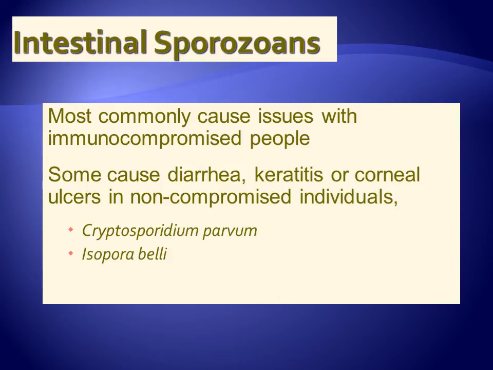We will look briefly at a couple of intestinal sporozoans. These are typically associated with causing disease in immunocompromised people, often associated with diarrhea, but they also can be problematic, causing eye infections, keratitis, corneal ulcers in individuals who aren't immunocompromised. So even though the diarrheal aspect we tend to associate with immunocompromised, eye infections due to these organisms are seen occasionally in individuals who have intact immune systems.